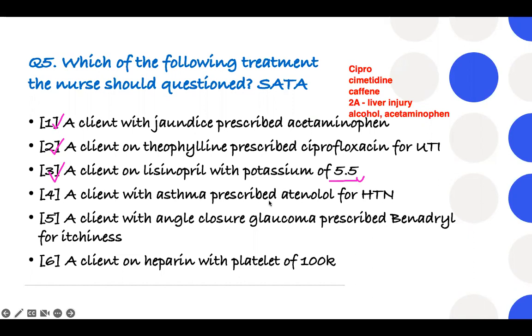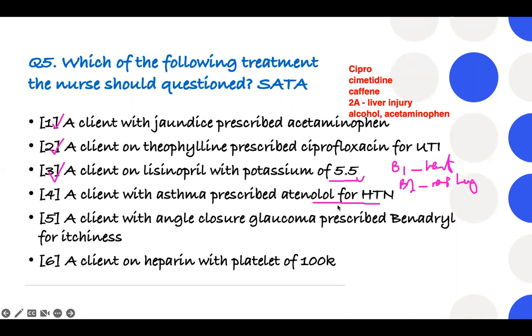A client with asthma prescribed atenolol for hypertension. Then you ask yourself, why will I worry about this? Atenolol is a beta blocker. For an asthma patient, you don't want to use beta blockers because they have beta receptors in the lungs. So we have B1 receptors on your heart because you have one heart, and on the lung there's B2 receptors, because you have two lungs.